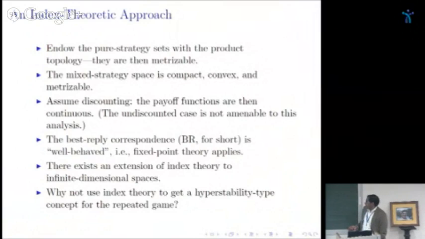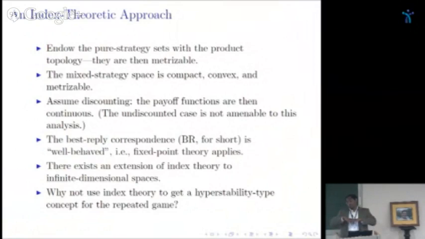The way it's done in applying fixed point theory is, well, we know how to do it when you have a finite dimensional space. Okay, so we know how to do fixed point index theory when you have a finite dimensional space, but now you have an infinite dimensional space. How do you do it? You do it by approximation using finite dimensions. Okay, so what you say is, look, the best reply correspondence is on this bigger space, but I want to try to take something that's finite dimensional and approximate everything using the finite dimensional set.